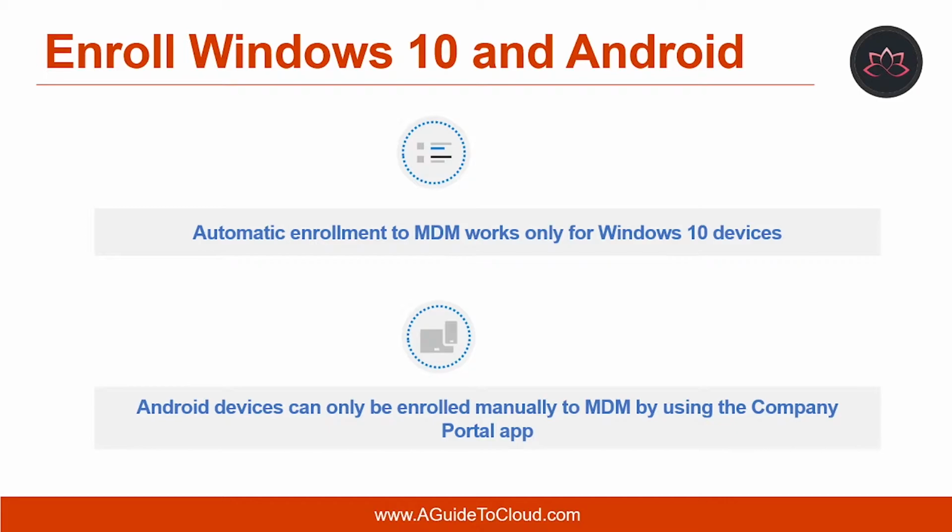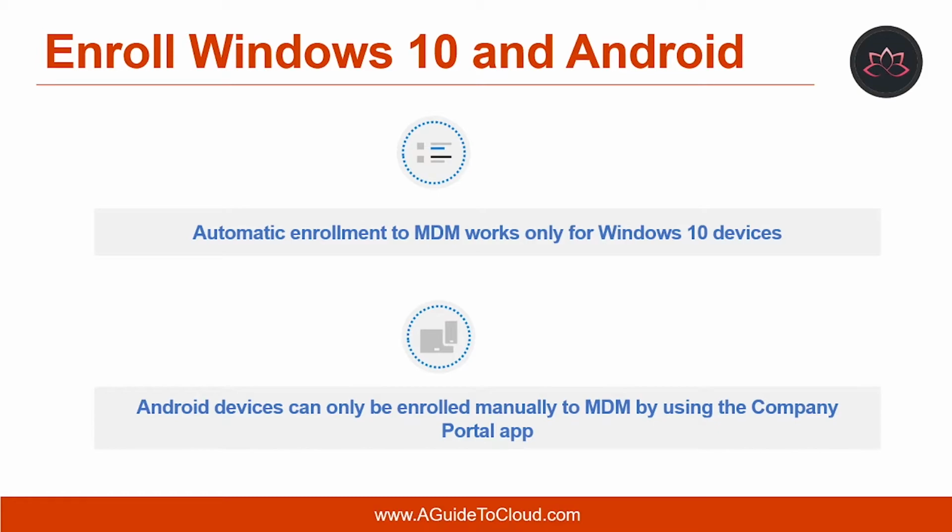If a device is already joined to your on-premises ADDS, you can use group policy to automatically enroll it to a mobile device management authority. Another method is you can configure integration between Azure AD and MDM so that when you join a Windows 10 device to Azure AD, it is automatically enrolled to MDM. And the third one is you can enroll Windows 10 devices to MDM manually by using the settings app, provisioning packages, or the company portal app.